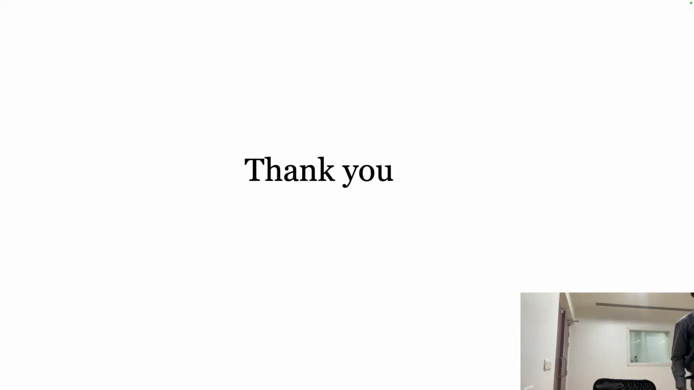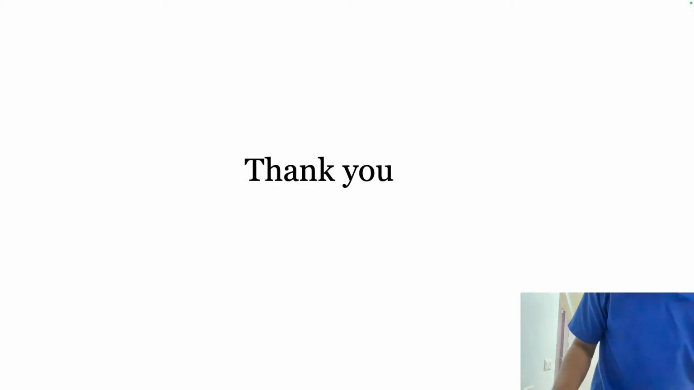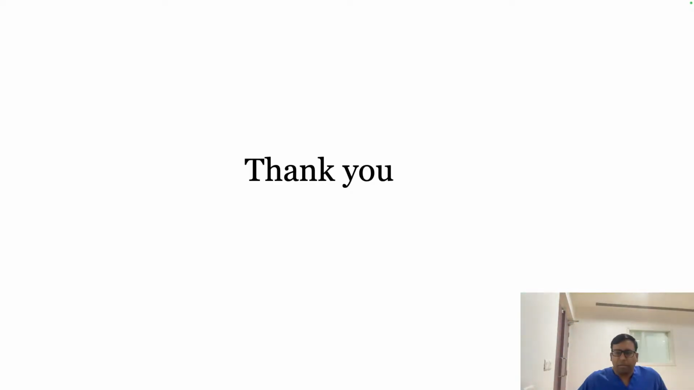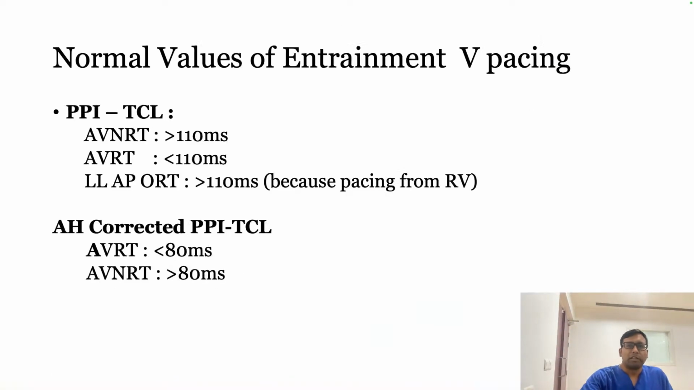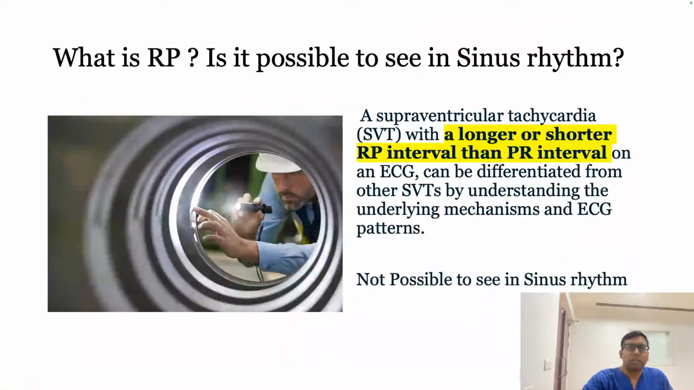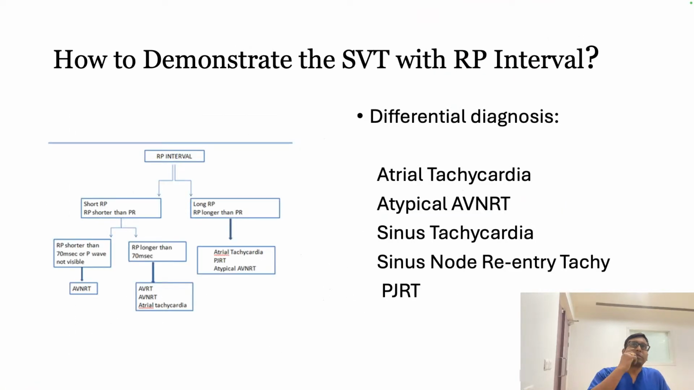So the speaker has given a lot of insight regarding the long RP, but what are the challenges? In his own slide, I will give a brief review on the topic. In the differential diagnosis of long RP tachycardia, atrial tachycardia and atypical AVNRT are very difficult to diagnose, and third comes the PJRT. These are the three diagnoses we are always giving.